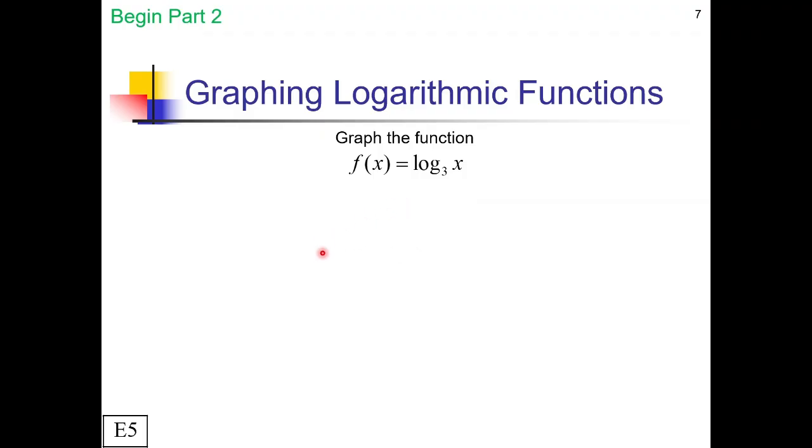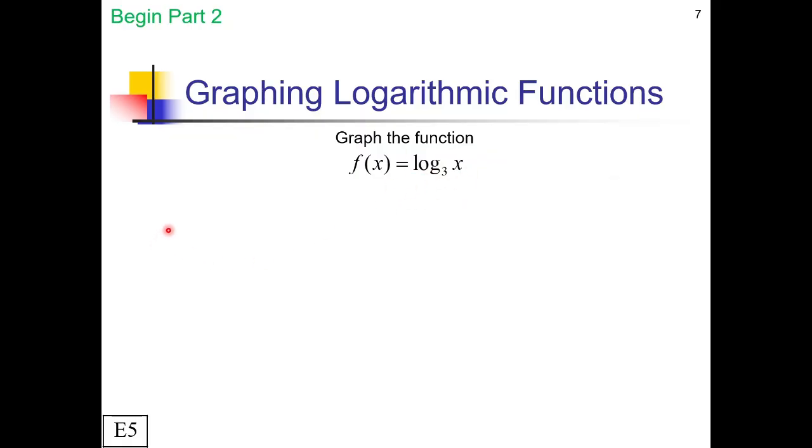So the way that we're going to approach this is we're going to take advantage of the fact that logs and exponential functions are inverses. If we can graph the exponential inverse version of this function, then all we have to do is switch all the x and y values, and that'll give us the logarithmic version.